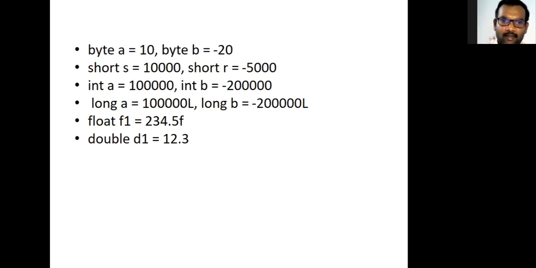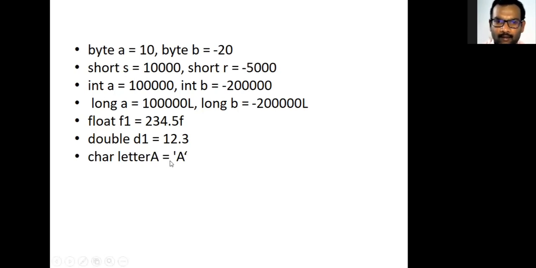And see that float and double both are used to store the decimal values. If we have not specified anything, by default this value will be considered as a double. If we want to make that floating point number a float data type, it has to be specified with F. And for long values, it has to be specified with L.